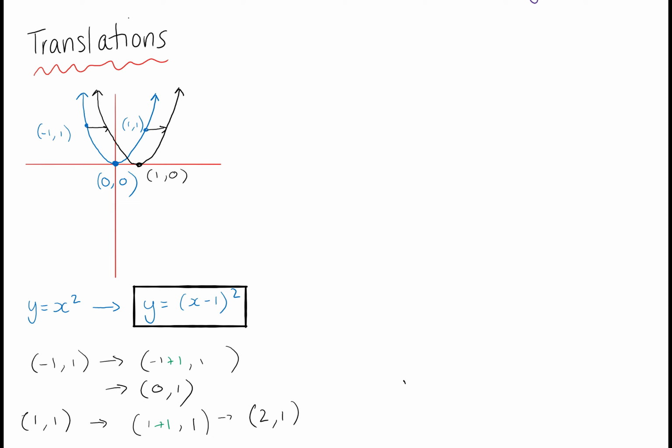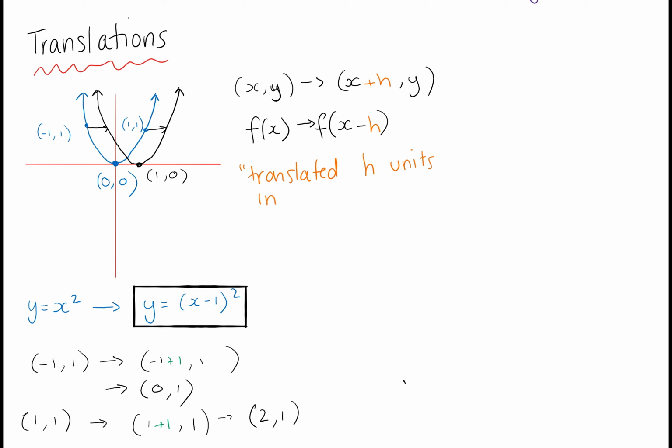So as a general rule, if I'm thinking about what's happening to each coordinate, then my (x, y) would become (x plus h, y). But what's confusing about this is that my f of x would become f of (x minus h). Remember that inside there, that x minus 1, we'd need to remember that it's shifted to the right. But the physical coordinate would of course be added. So that's a subtle distinction. We describe this as being translated h units in the positive x direction.